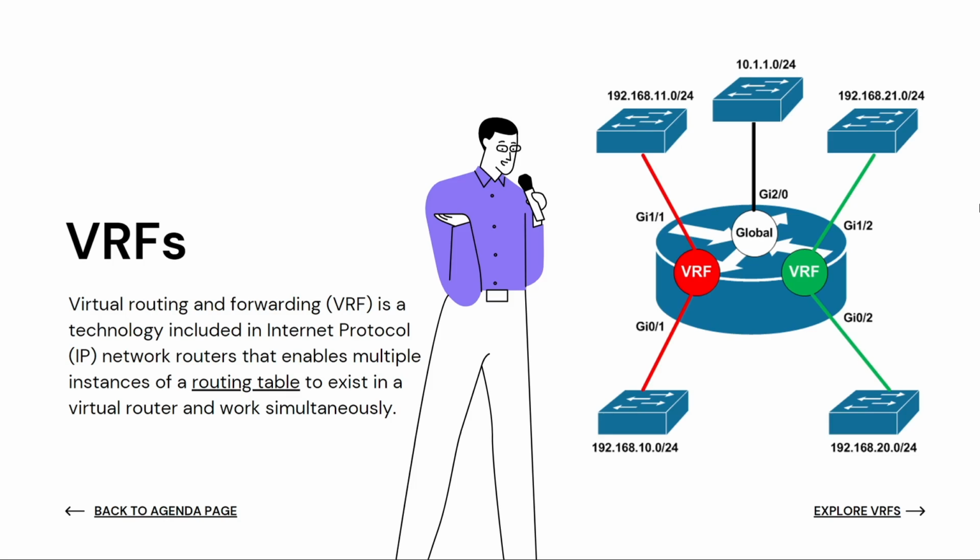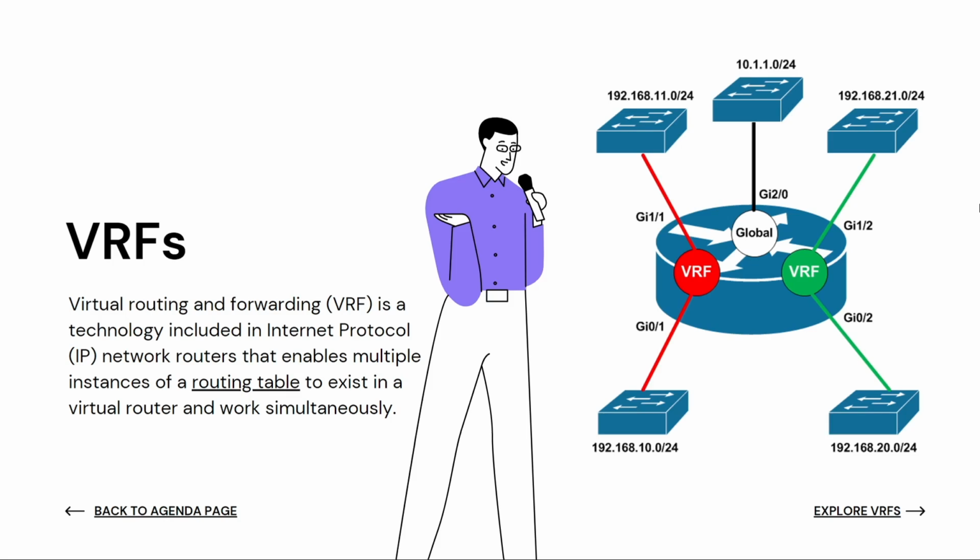We know that in one router there is only one routing table. The regular audience will know that there is one router and one routing table in it, by which it takes decisions. But what is VRF? It allows a router to have multiple routing tables in it. So that is called virtual routing and forwarding.